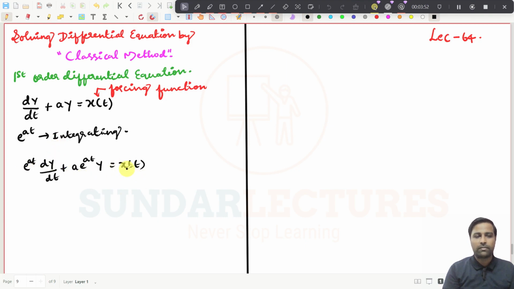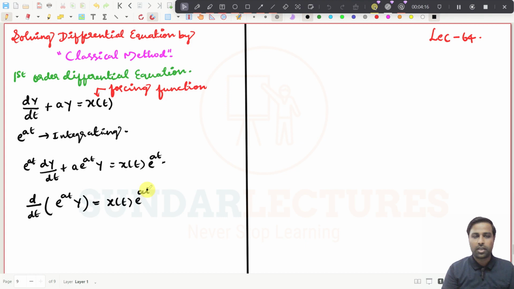Now we have multiplied with the integrating factor. Now you can write this as d/dt of e^(at) y, which is the uv formula. I have already told you, this is the uv formula. The right side will be x(t) e^(at). Now I just want to integrate on both sides, without any limits. So what will I get now?